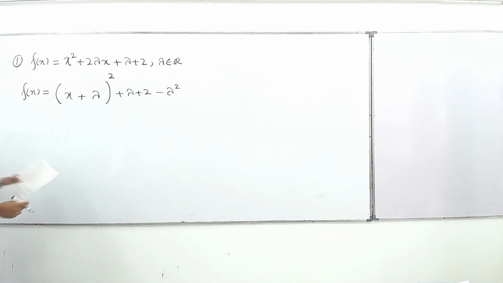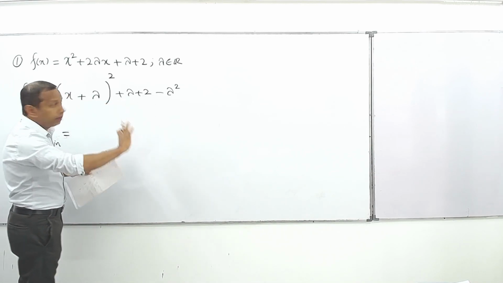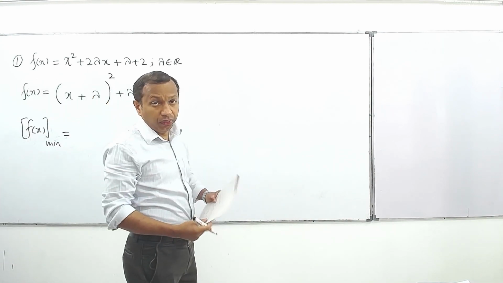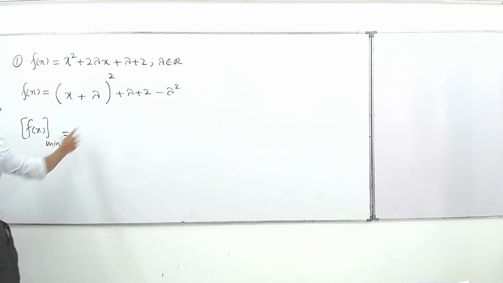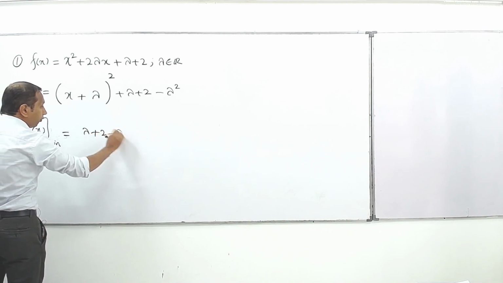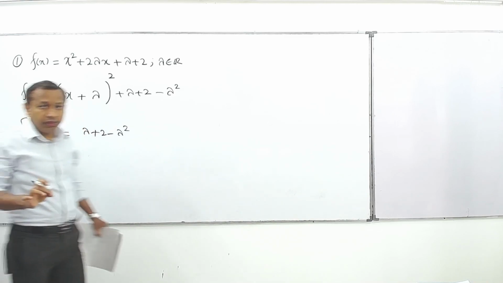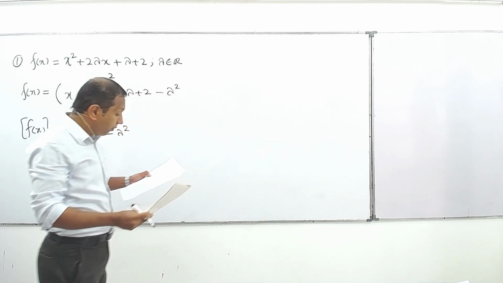Now, for this f(x) to be minimum, the right hand side should be minimum. That means this is the constant, you can't change that. This perfect square should be minimum, but you know the minimum value of a perfect square is 0. When this perfect square becomes 0, the right hand side is minimum. So therefore, f(x) minimum is going to be this. That occurs when x plus lambda equals 0, that means x is minus lambda.